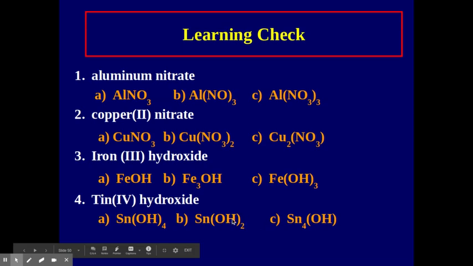Let's do a little learning check. There's aluminum. Well, you know what? I'm going to let you guys do these. Look at your polyatomic ion sheet. Try to figure these out. When we are in the classroom, we will go over those.